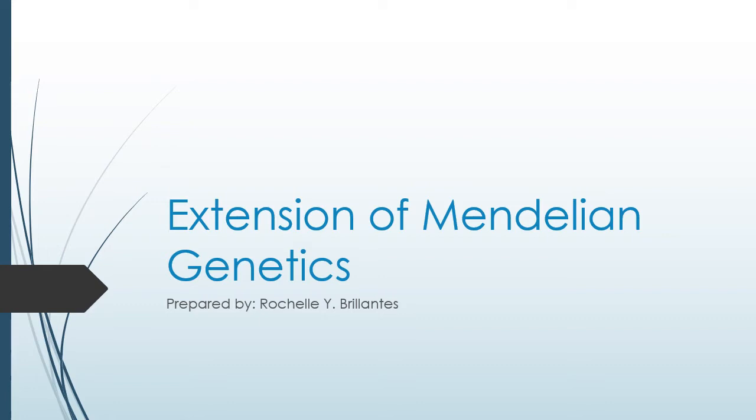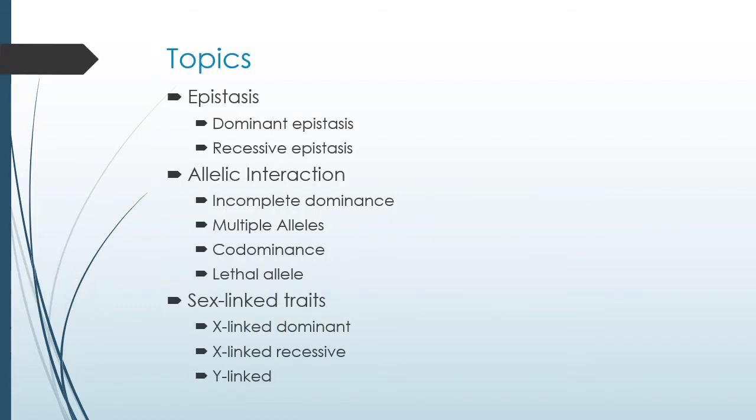The different types of those inheritance patterns will be discussed in this video lesson. The specific topics include the following. Under epistasis, we have dominant and recessive types. Under allelic interaction, the topics are incomplete dominance, multiple alleles, codominance, and lethal allele. Lastly, under sex-linked traits, X-linked dominant, X-linked recessive, and Y-linked traits will be covered.